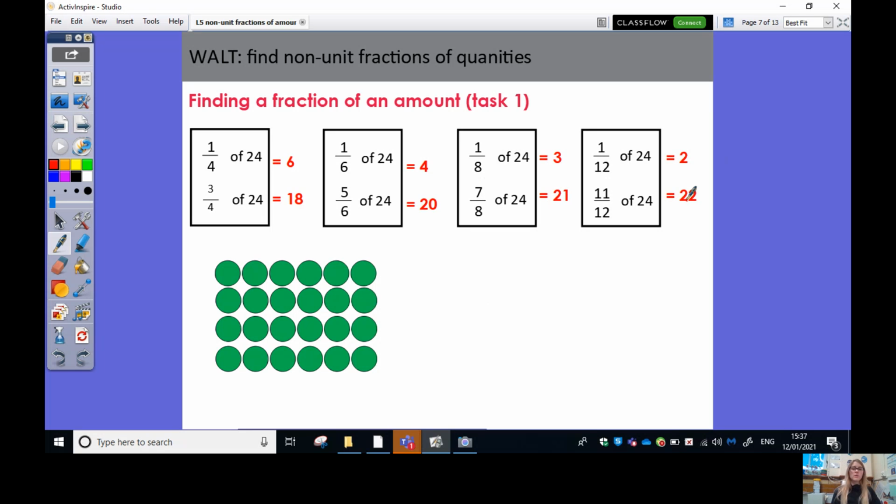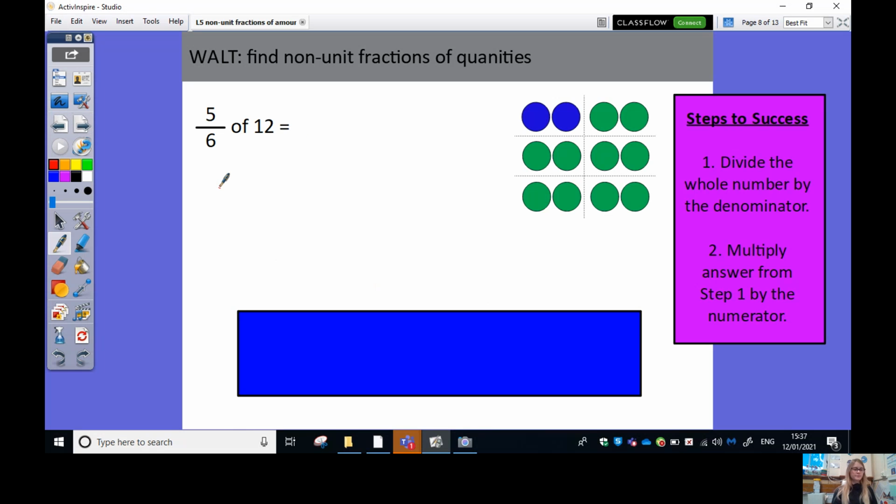But we're going to look a little bit more at how we can do that now just by calculating our answer without counters. Okay, so number 1, we have 5/6 of 12. So it's slightly different steps to success this time because we're not going to be using the groups to help us. We're just going to be calculating it with the groups in mind. So the first thing I need to do is divide the whole number by the denominator. Now my whole number is 12 and my denominator is 6.